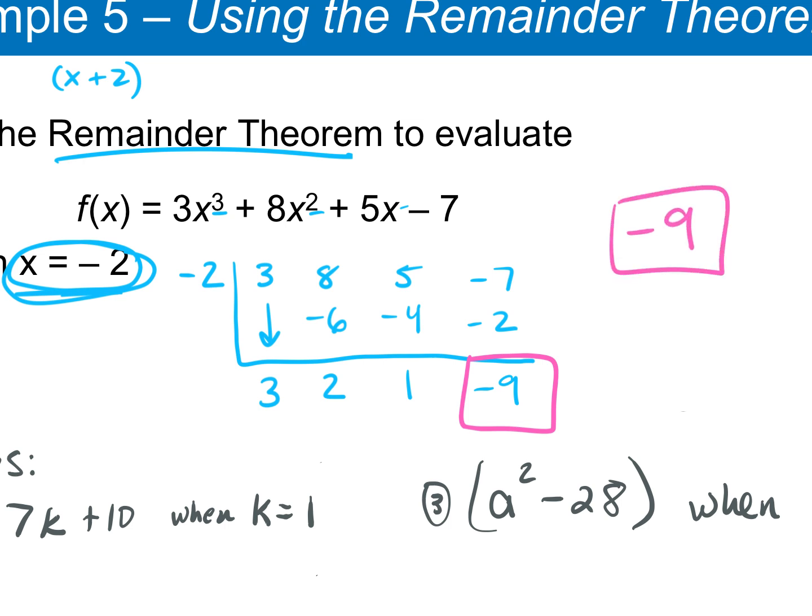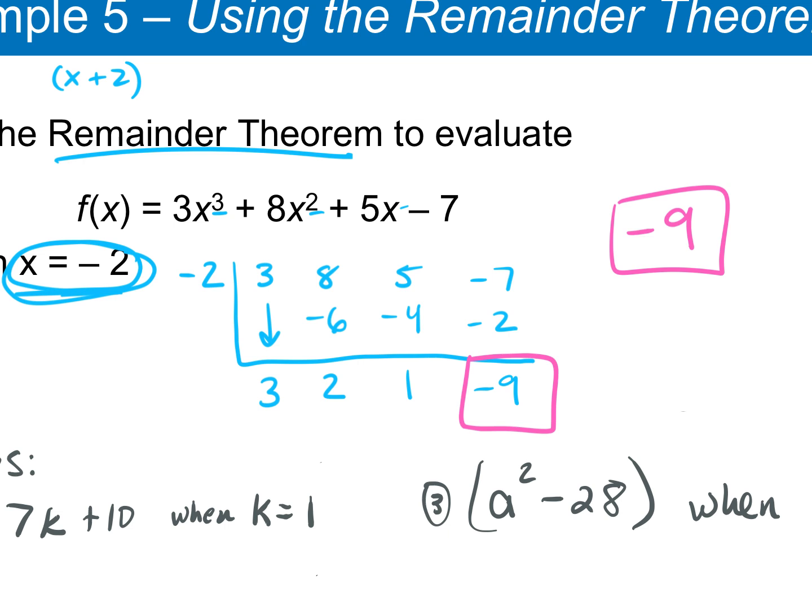If I were to take -2 and plug it into all of my x's and work it out, plugging -2 into x cubed, so -2 cubed times 3 plus 8 times -2 squared plus 5 times -2 minus 7, and did all that math, you'd get -9. So this is like a shortcut for evaluating. Depending on how long your polynomial is, it might be easier to just plug it in. But when you have something really long like this, synthetic division is super helpful. Whatever the remainder is, that's what you'd get if you plugged in this number.